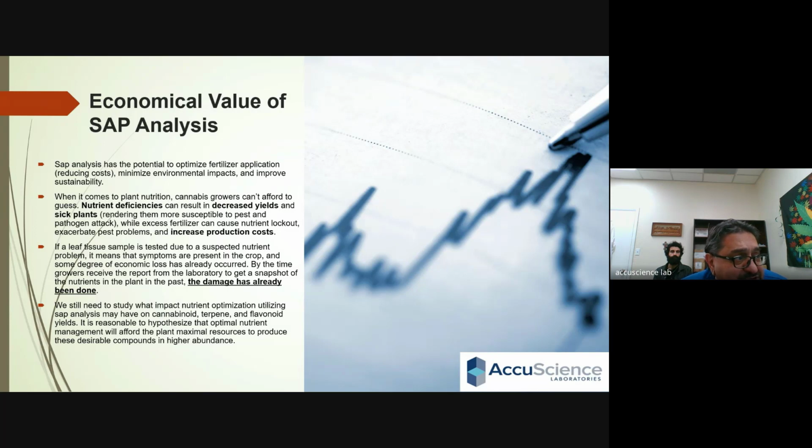We still need to study the impact that nutrient optimization utilizing SAP analysis has on cannabinoids. I'm very interested to see some kind of research. My question is whether SAP analysis could help with the potency of the cannabinoids. It could help with the production of more terpenes and flavonoids.